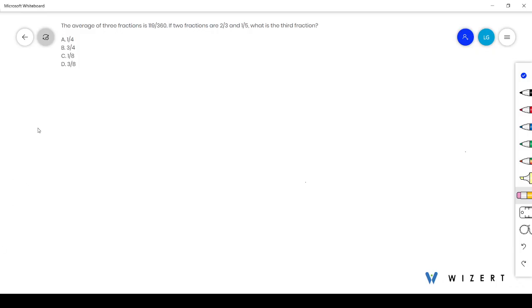Our question is, the average of three fractions is 119 divided by 360. If two fractions are 2/3 and 1/5, what is the third fraction?